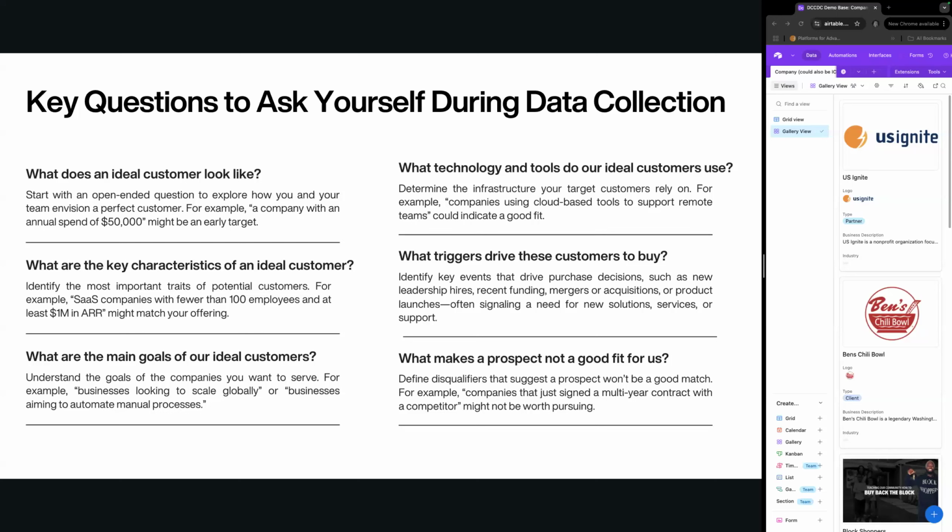Whether you're gathering data to identify your ideal customer, you can go about asking, what does an ideal customer look like? Consider their size, the spend, the industry, or some of those demographics. What are their key characteristics? What are their psychographics? Like, what do they care about? What do they value? If it's a company, what size is their company? What is their type of business?